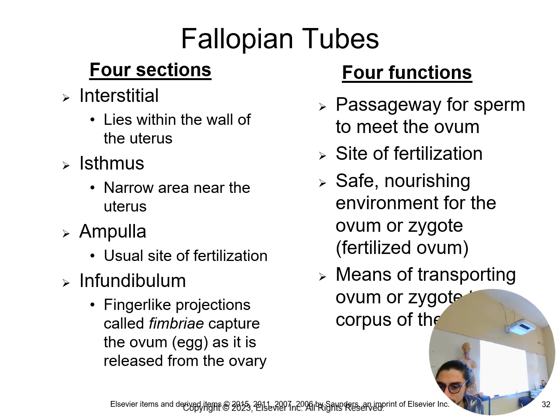All right. So what are the functions of the fallopian tubes? Essentially transportation and fertilization. This is typically where fertilization happens. Typically, this is where the sperm meets the ovum, fertilization happens, and then transportation down to the uterus and implantation happens down there. It's not that the egg and the sperm meet in the uterus.